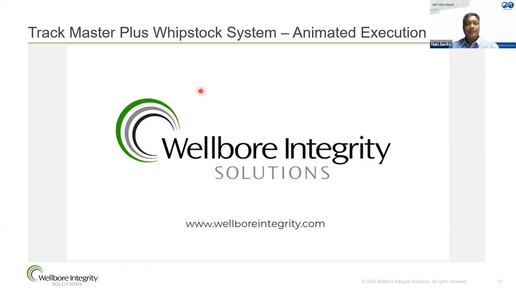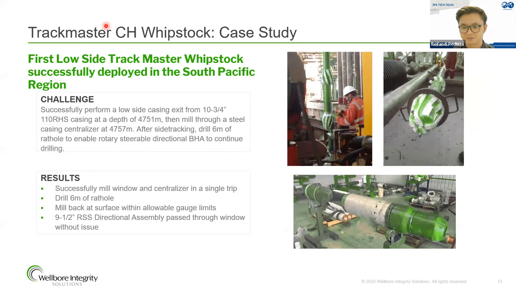Right, this is just showing the case study that we did. First, we exit the low side track master ripstop. Just briefly, there is a hinge pin on the ripstop. There's no picture of it, but basically it only allows us to set on the high side. But in this case, we managed to do a low exit side track with some modification. So this is the first for me as well. Just a case history example.